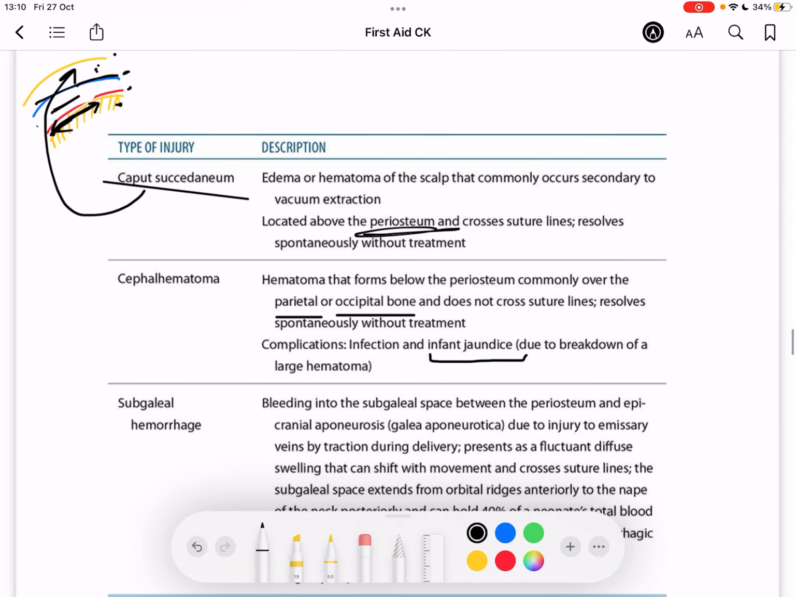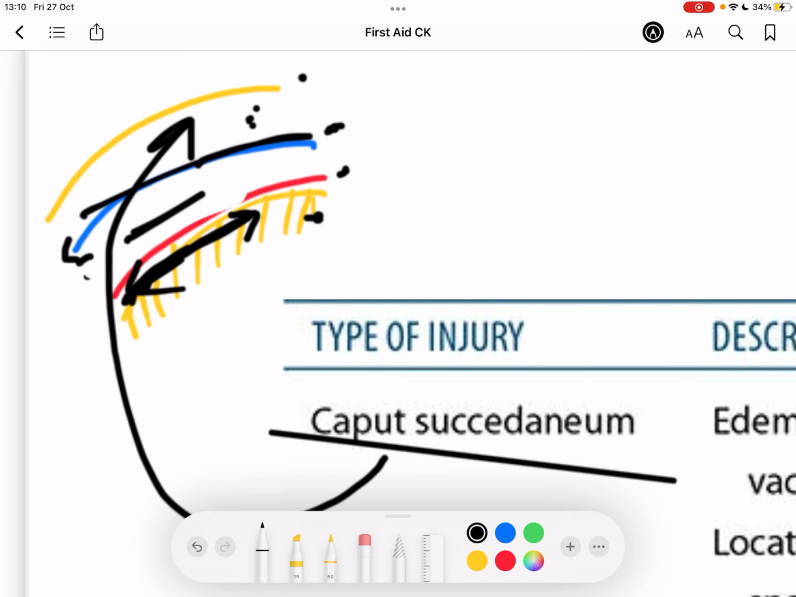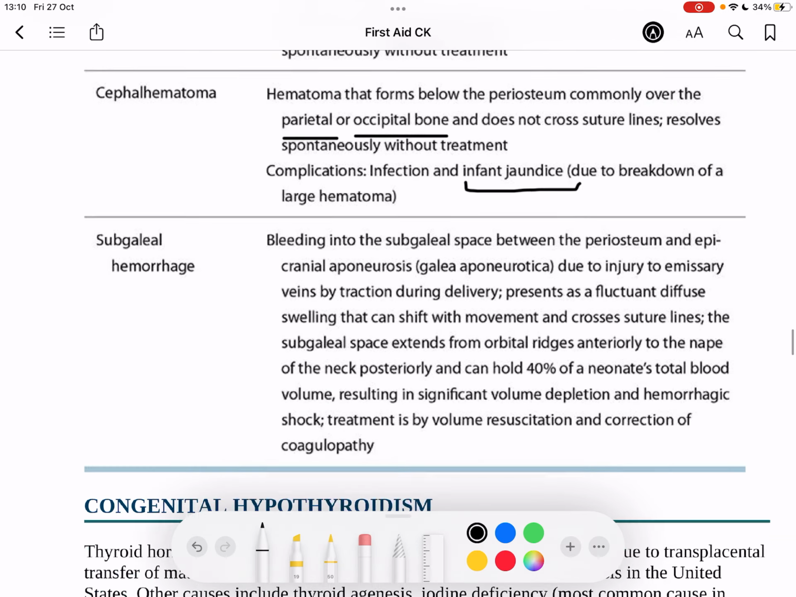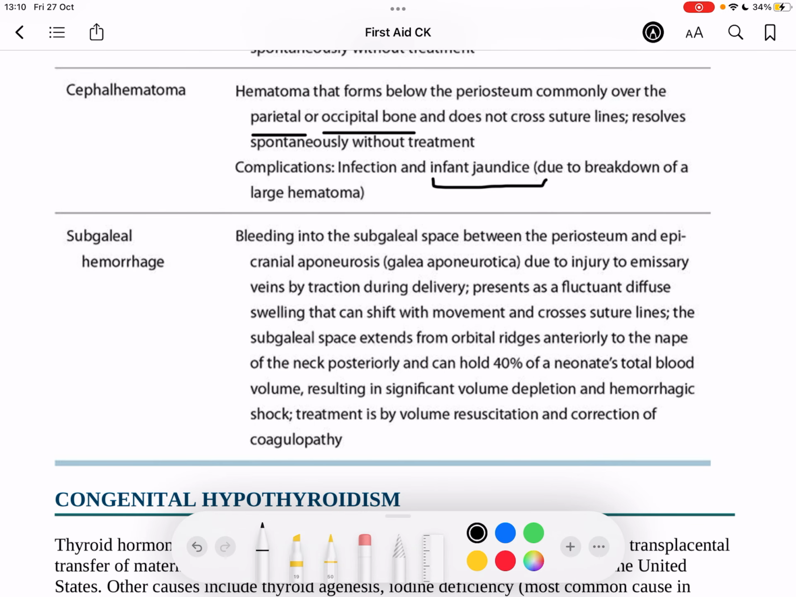Whereas your subgaleal hemorrhage is located between the galea aponeurosis and the periosteum in this space here. And the most important thing to remember about this is that this is due to bleeding and injury from the emissary veins, and it's due to traction during delivery. And here you're going to be looking at a fluctuant mass that can shift and cross suture lines. And this subgaleal hemorrhage is going to be extending, it's going to be growing, okay? And it even extends from the orbital ridges anteriorly to the nape of the neck posteriorly, okay?